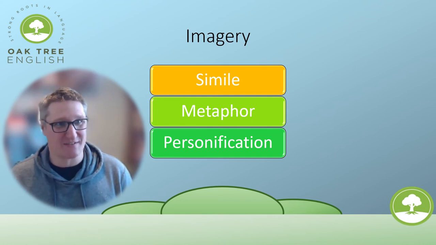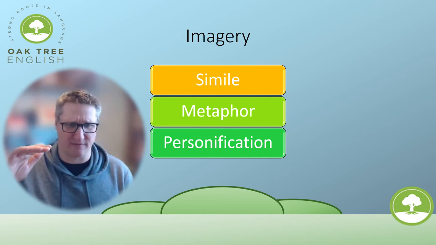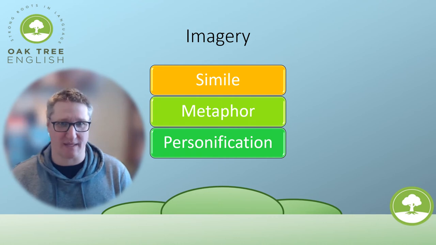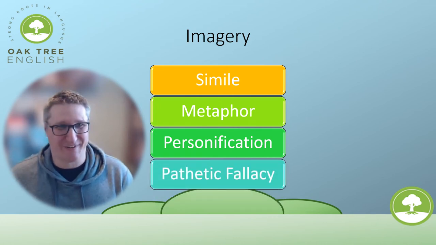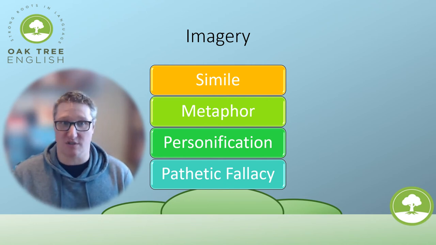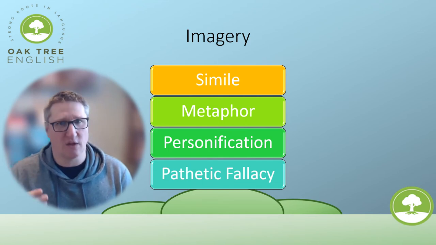I think a subset of that, so we've got a subset of metaphor. Metaphor is a subset of imagery, and personification is a subset of metaphor. So a subset of personification would be the pathetic fallacy. This is where you're attributing human emotions to inanimate natural things, such as, and often, the weather.